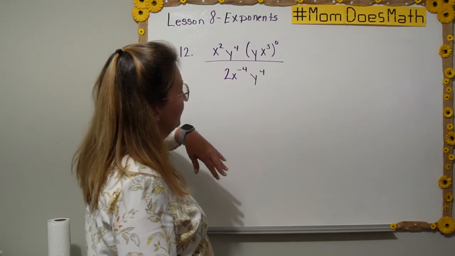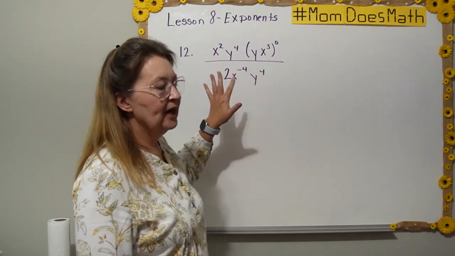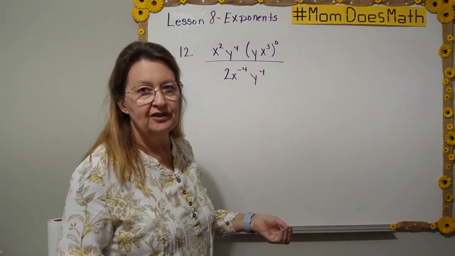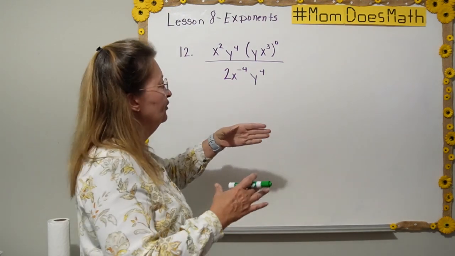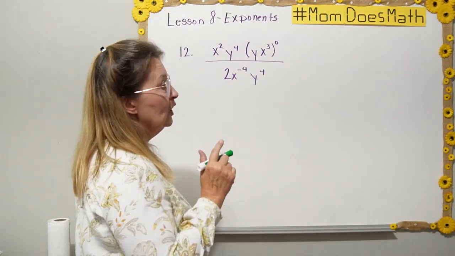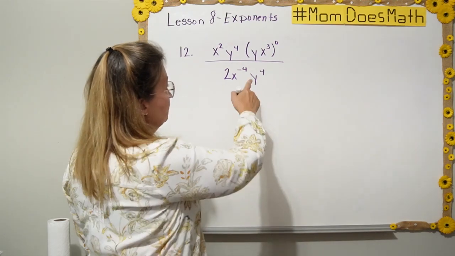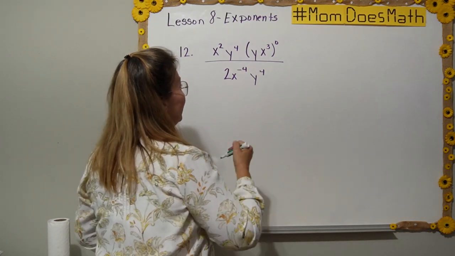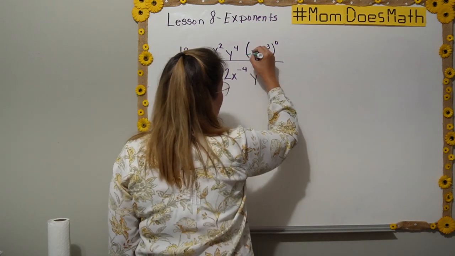Okay, let's look at number 12. And once again, you've got all these components. There's no rule about which you have to do first. So you just do whatever catches your attention first. And I'll tell you, the biggest thing that catches my attention right here is y x to the third to the 0 power. Because I know that anything to the 0 power is equal to 1.